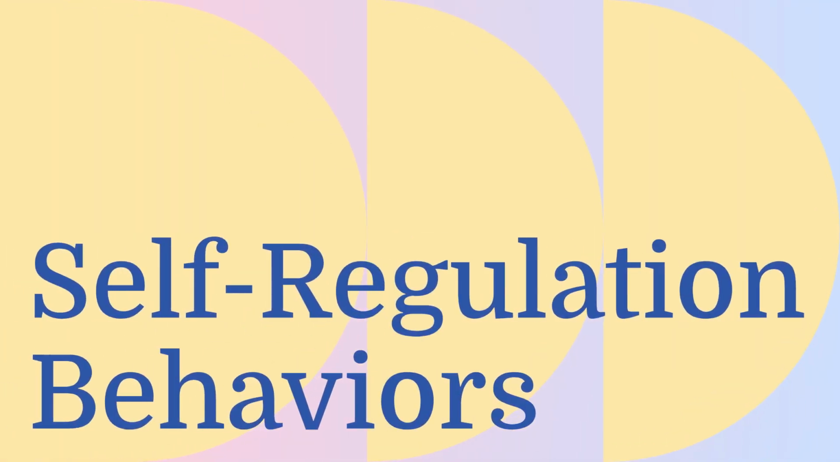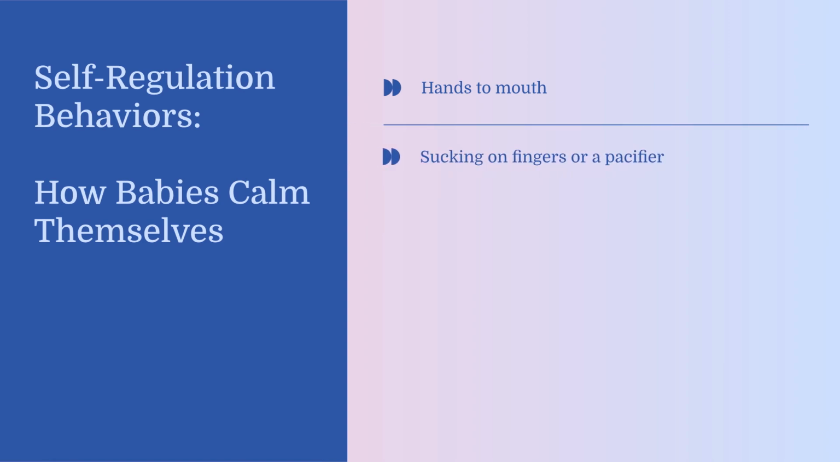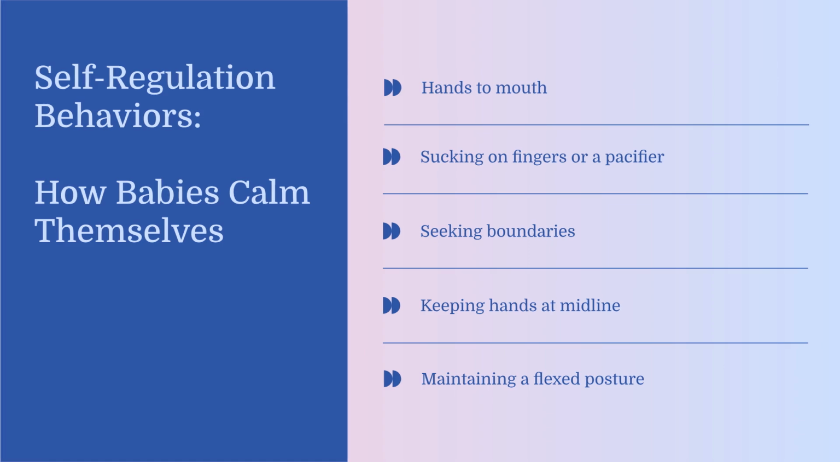Babies also show us how they try to calm and organize themselves through self-regulation behaviors. Self-regulation behaviors may include bringing hands to the mouth, sucking on fingers or a pacifier, extending arms and legs to seek boundaries, holding hands together at midline, maintaining a flexed posture. When you notice these behaviors, your baby is working to manage their own sensory and emotional experiences. As caregivers, we can support these efforts by providing containment, reducing stimulation, and allowing time for recovery when needed.